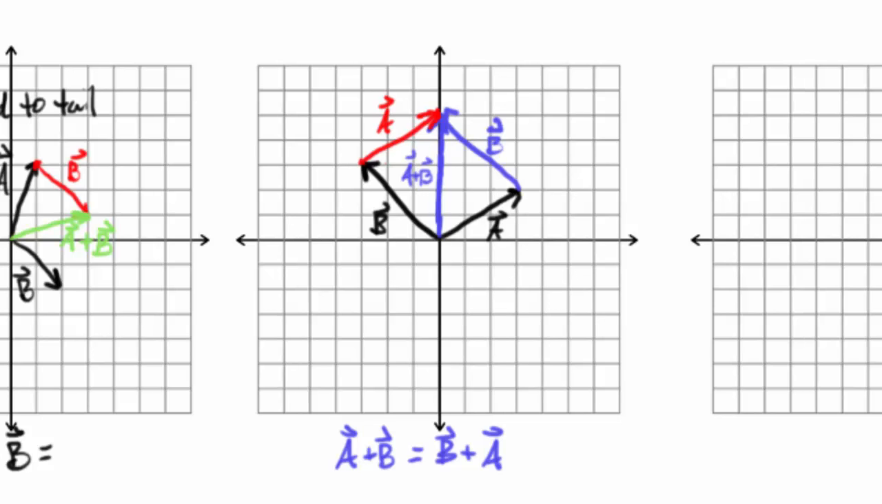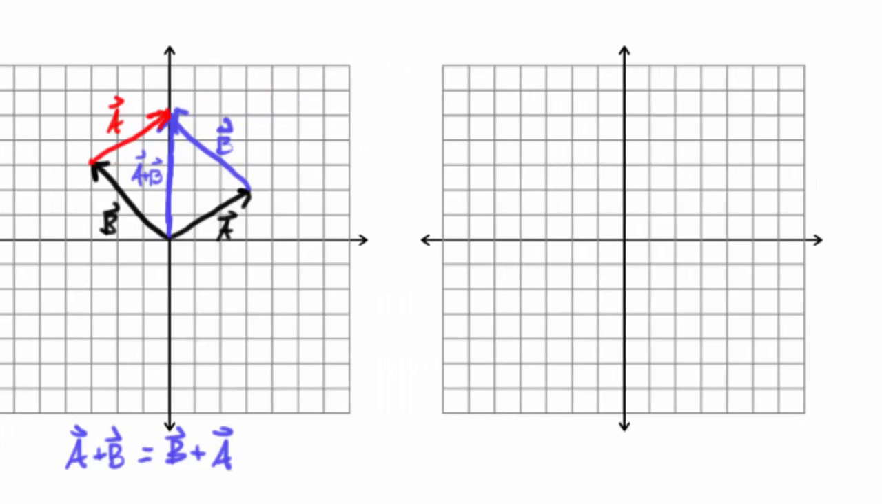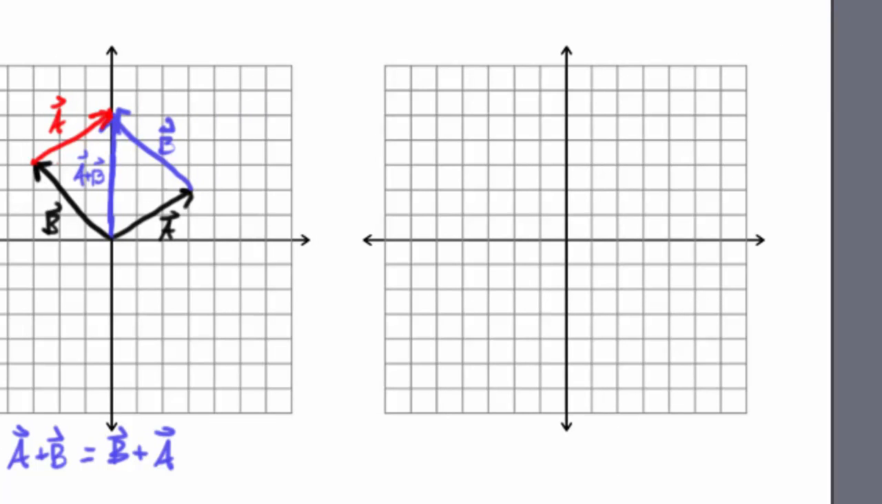I guess we'll do one more example. What if we had 3? So say I had a vector here, a vector here, and a vector, say here. How would I redraw those? So let's say this is A, B, and C. These are all vectors.